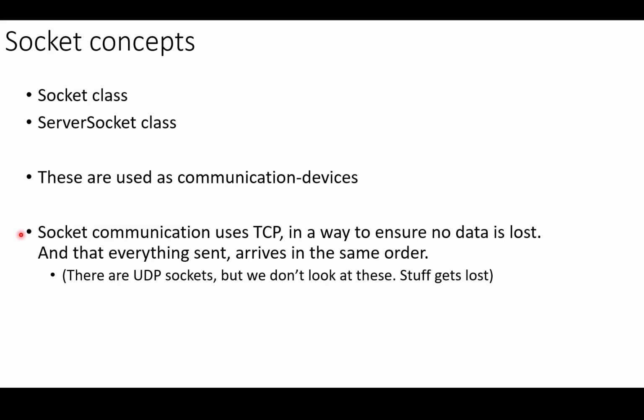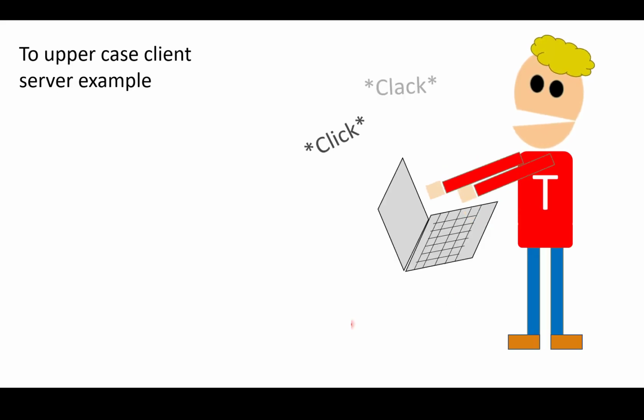So in our case, in this example, the socket communication uses TCP, which is a protocol that ensures that no data is lost. Also that everything that we send arrives in the same order that we send it. There are alternatives such as UDP sockets, but we won't look at these in this course. They are slightly less safe. Stuff may get lost, but they are, I assume, more efficient, faster. So I will swap to IntelliJ and we'll create our first socket program.